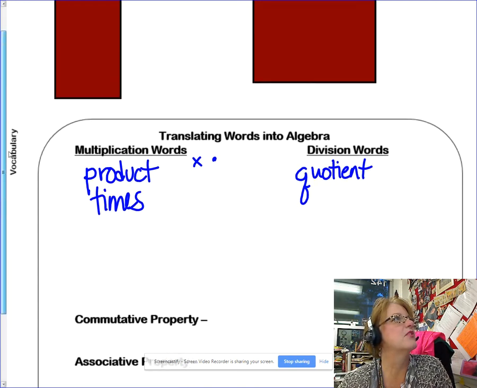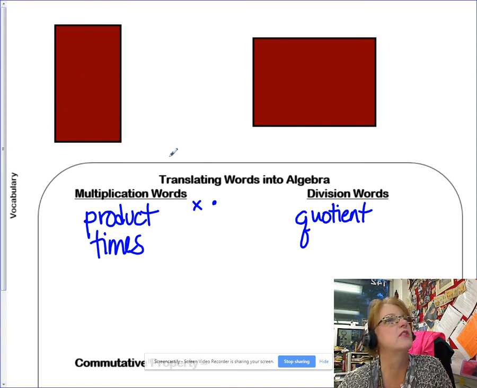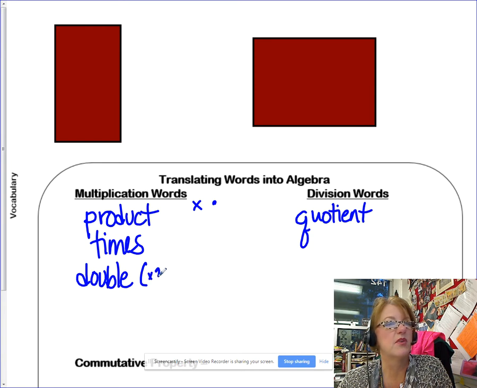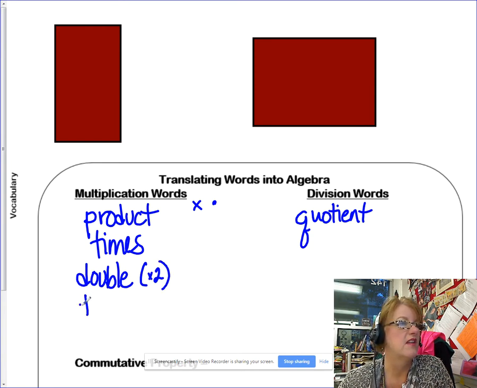This one gets a little more challenging as I was trying to see what else we've got. Here's a specific one: double, which indicates just multiply by 2. Then we could keep building from there. Triple would be times 3.